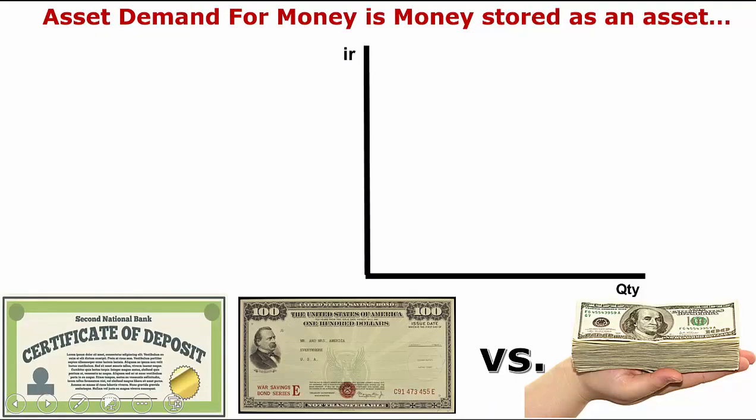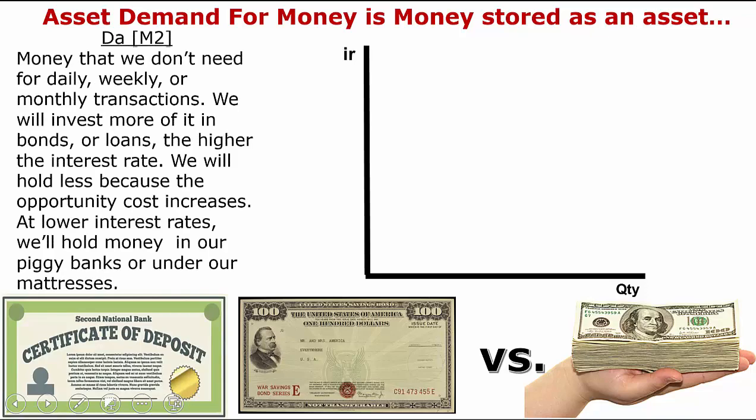All right, here's our asset demand. Now, asset demand is money that we don't need for our daily, weekly, monthly transactions. This is just money we hold on to in case we see something we want to use it for. I want you to think of asset demand as holding money in your hand. Now we probably don't literally do that, but compare holding money in your hand versus keeping your money in the form of a bond.